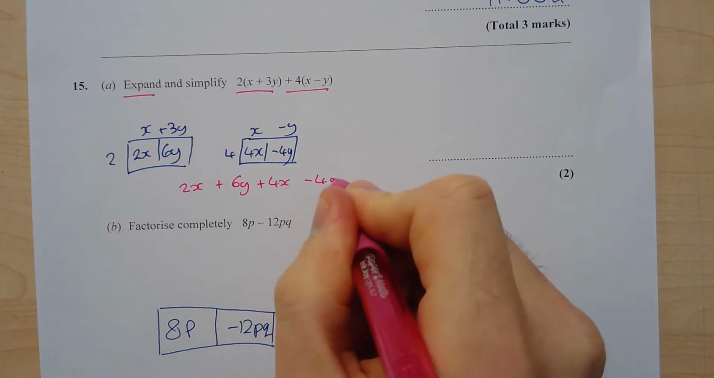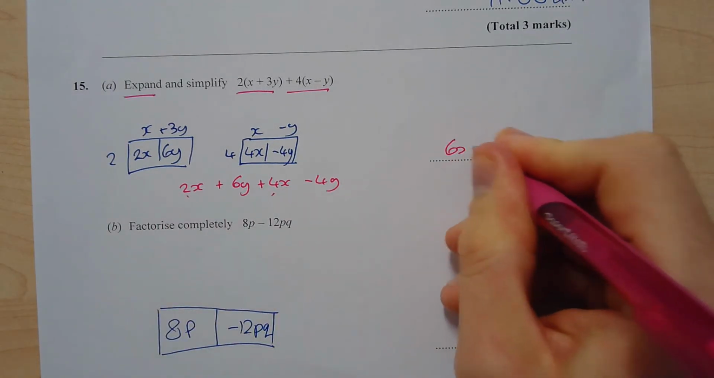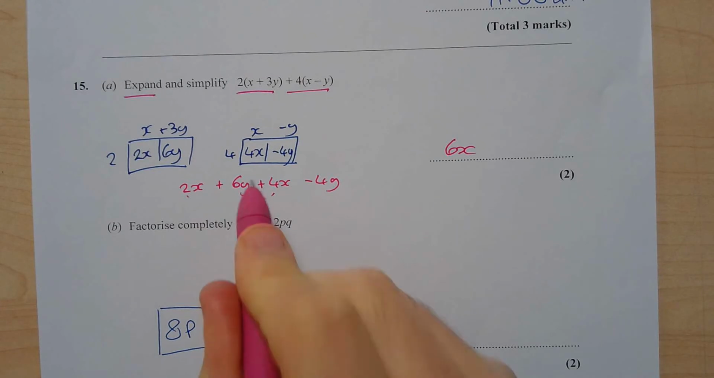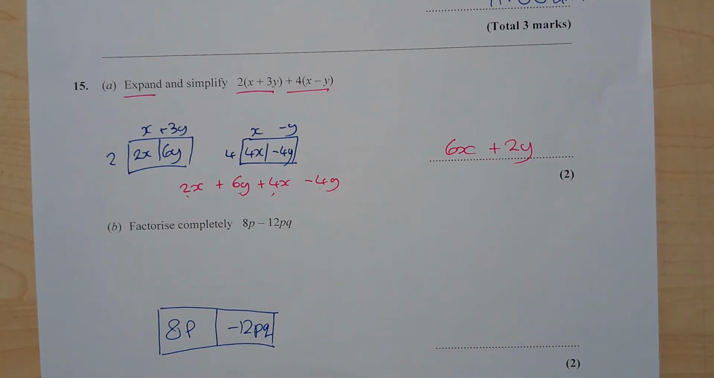Now my next mark's coming from simplifying. 2x add 4x is 6x. 6y subtract 4y is 2y.